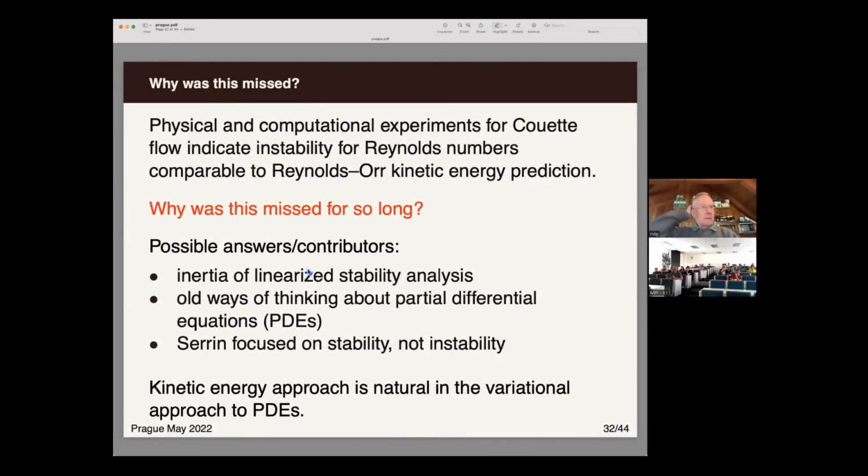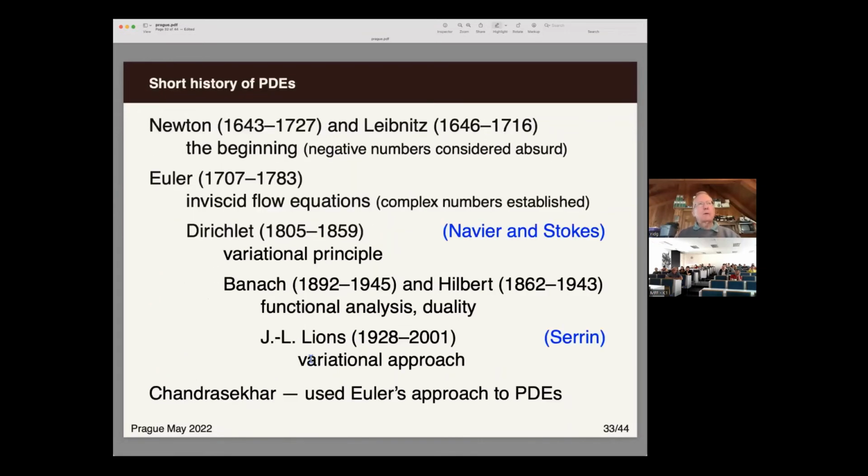Okay, just a point of reflection. Why was this missed for so long? Well, there are various answers you can give, but maybe the most important answer is just that people couldn't compute them. And if you can't compute it, you don't know what's going to happen. And so I think it's the evolution of computational power and software power that has really been the answer for this. But let's look back at the history of PDEs a little bit.